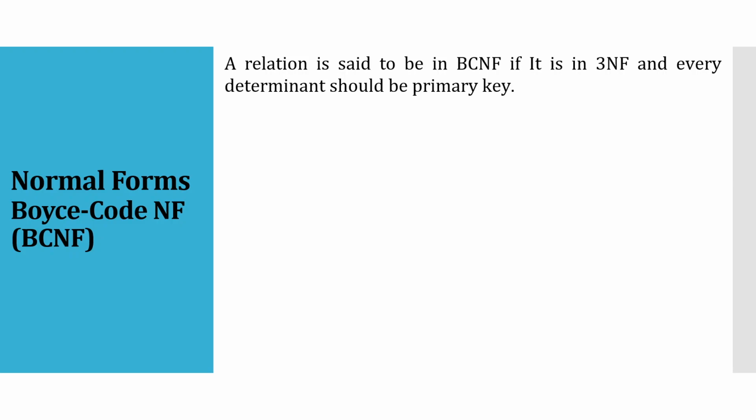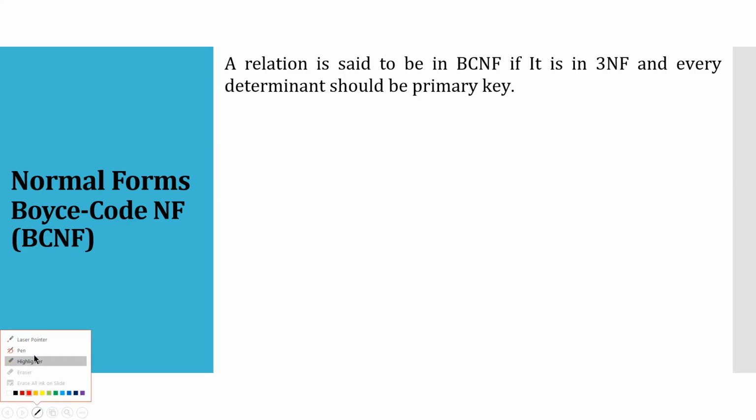So what it says is, a relation is said to be in BCNF if it is in 3NF and every determinant is a primary key. So if you say that A determines B, then B determines D, then E determines C, then we can say that A, B and E should be a primary key. That is what determinants means.